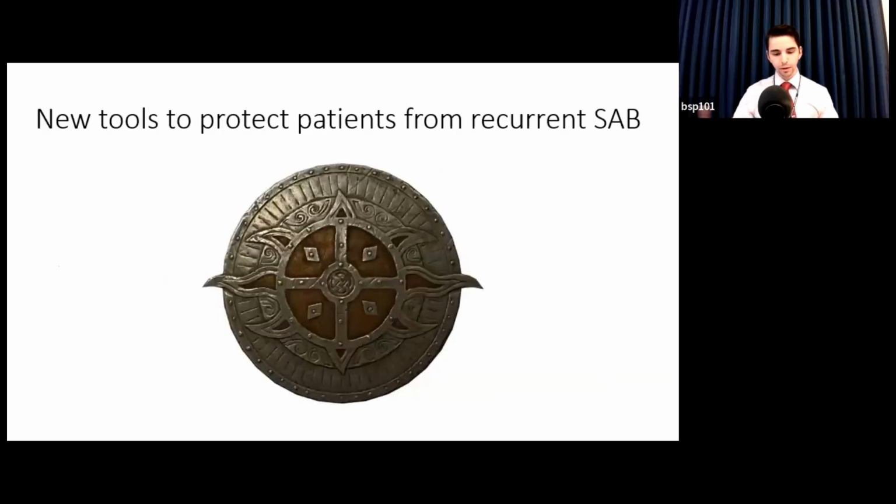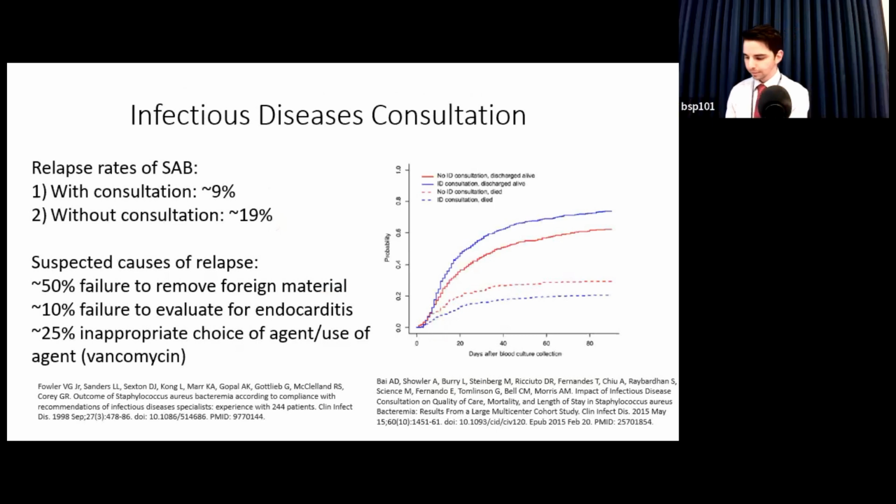So I want to move now and talk about the tools that we're working on to identify patients who actually have complications. We know what the risk is, but how do we know who actually has developed a complication from Staph aureus bacteremia?